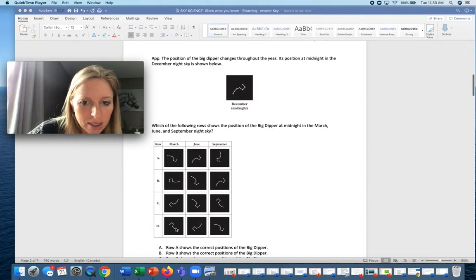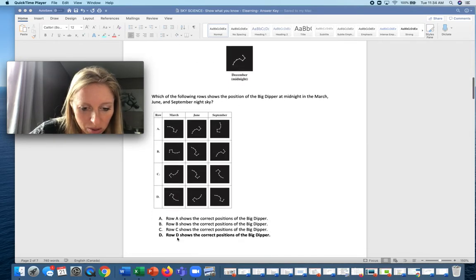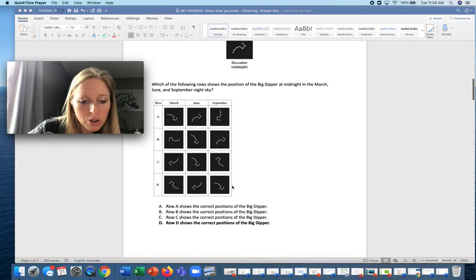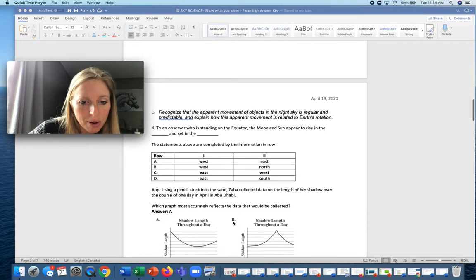Because it has flipped just a quarter. Okay, so D is the correct answer. D shows the correct position of the Big Dipper. The reason we can tell is if we look at the last one, this matches up with September. So there's no way December and September can be the exact same. We know September down here would be a little bit before December. So the correct answer was D for that one.